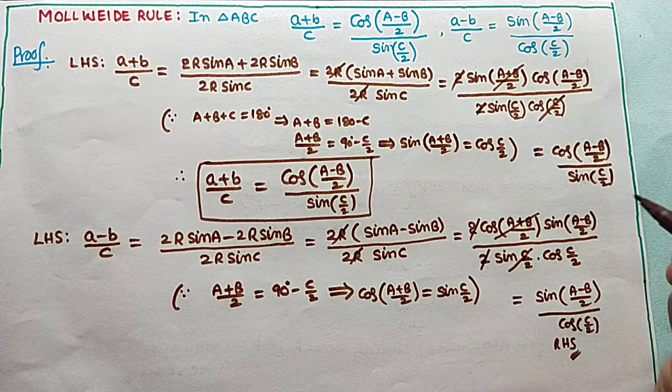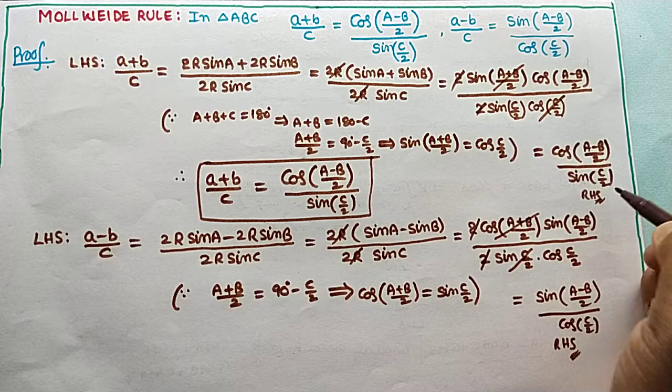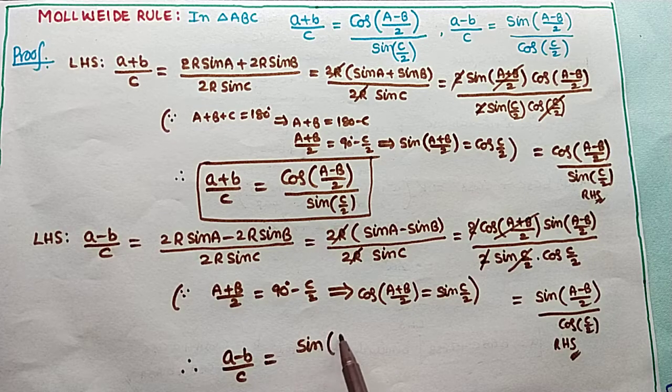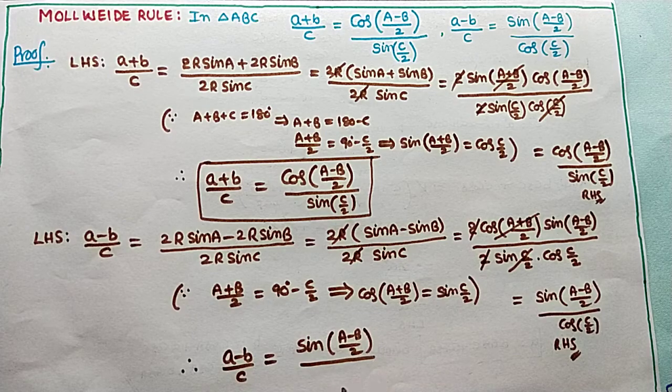Even here also we write RHS. And hence proved: (a minus b) divided by c equals sin of (A minus B) by 2, whole divided by cos C by 2.